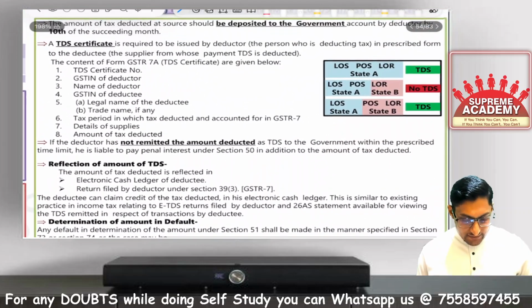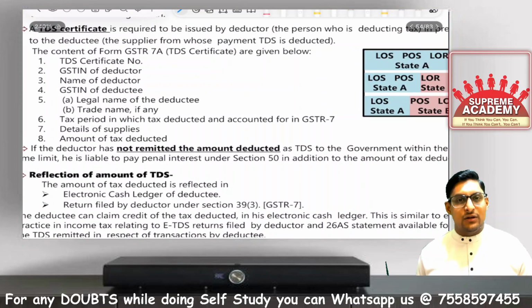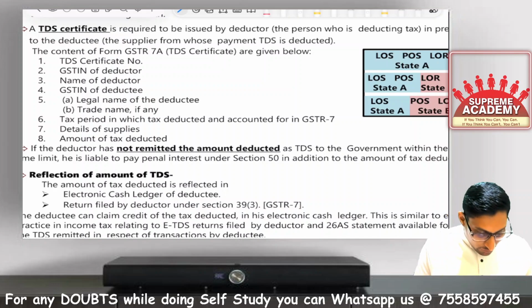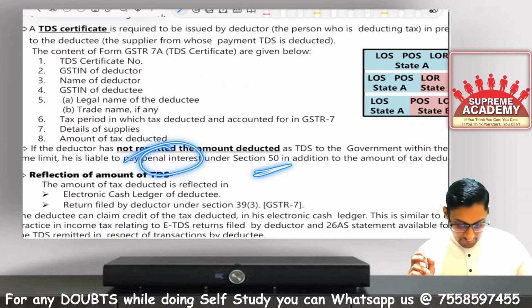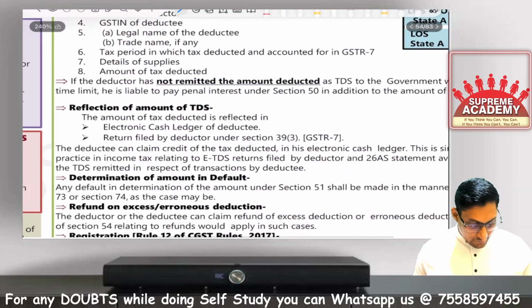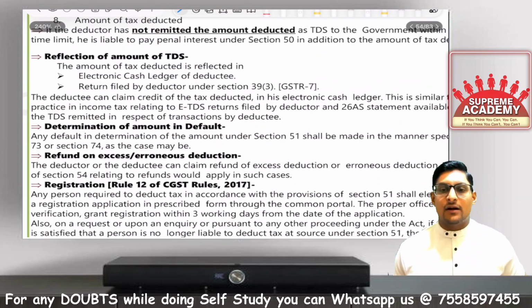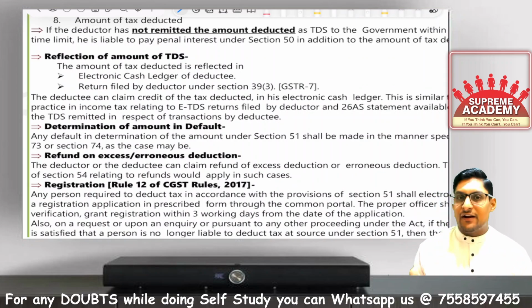What if the deductor has not deposited the amount deducted to the government's account within 10 days of the succeeding month? If so, then penal provisions will be attracted and he will be liable for penal interest under section 50.